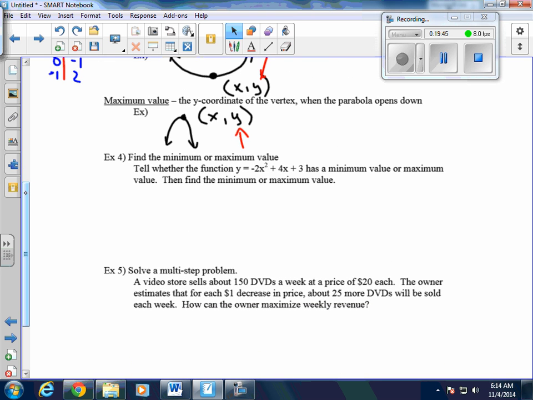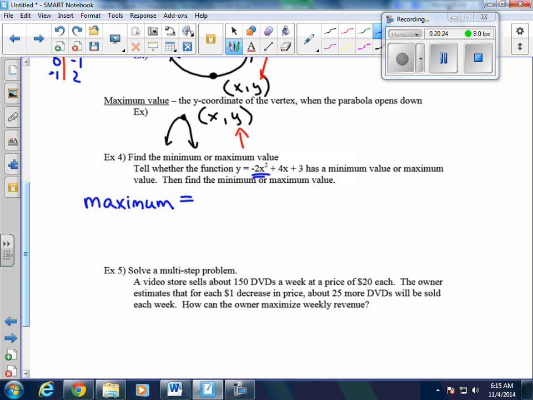So in example 4, it says find the minimum or maximum value. Tell whether the function y equals negative 2x squared plus 4x plus 3 has a minimum value or a maximum value. Then find the minimum or the maximum value. Well, you should be able to tell us instantly whether this has a max or a min. Okay? Well, what do you know about this? This negative number here tells us that it opens which way? Down. So if it opens down, it has to have a maximum value.